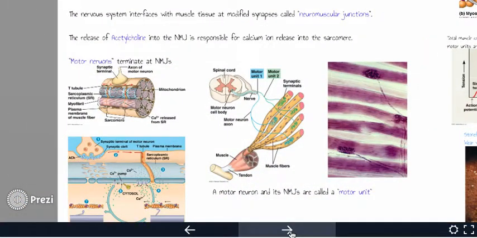Okay, so nervous system interfaces with muscle at neuromuscular junctions. And here's where acetylcholine is really important. So it's a neurotransmitter, and it's responsible for that calcium ion release into the sarcomere, right? So motor neurons terminate at these neuromuscular junctions. So you can see the axon of the motor neuron. Here's your synaptic terminal, right? And so your motor neuron is going to stimulate several tubules of the myofibrils, right? So that the muscle can contract.